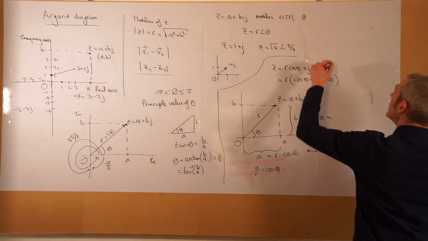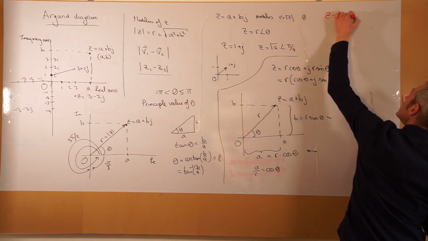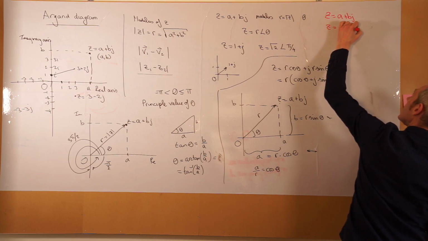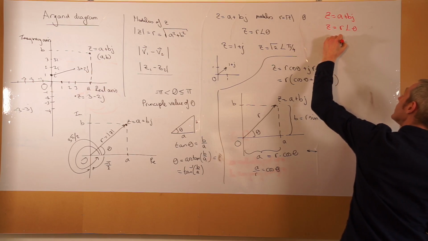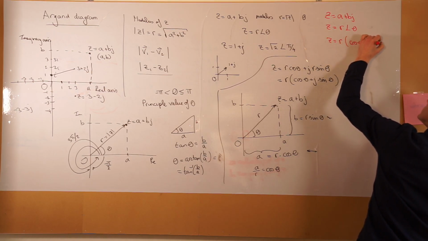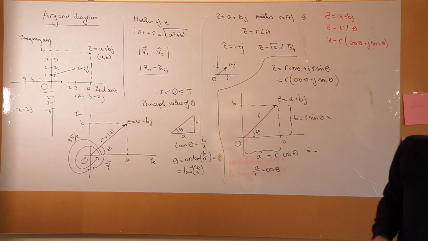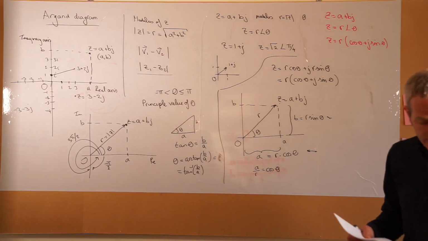This is another form, so we now have three forms for a complex number. We have z is equal to a plus b times j. We have z is equal to r with the angle theta, so this is the polar form. And we have z is equal to r times cosine theta plus j times sine of theta. And these three forms each have their benefit when performing certain calculations.